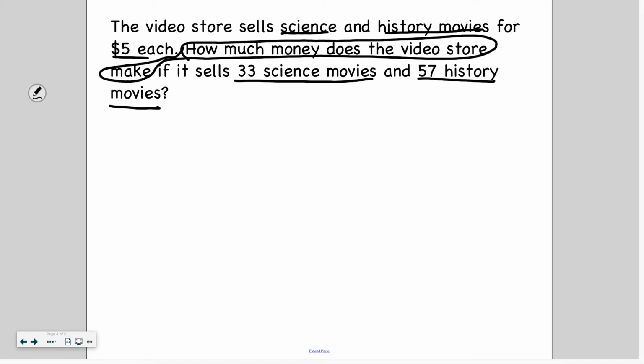So we'll just circle part of the question. I know they have 33 science movies, 57 history movies, and they're selling them for $5 each. How much money would they make? So what do you think we have to do first? Or what information don't we know that we need to figure out first in order to find out how much money they're going to make from these movies?